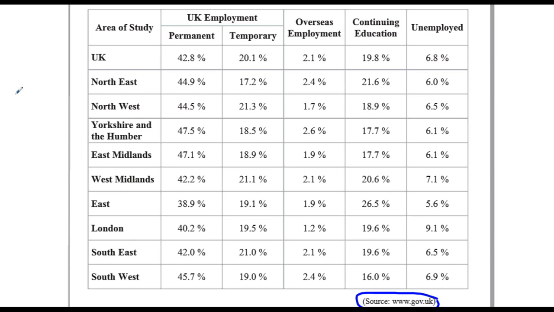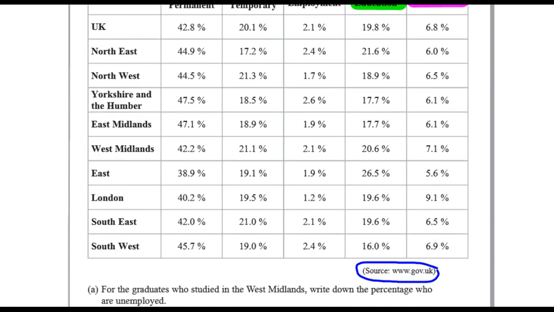Okay. So there's a lot of information here. So it's telling us about if they've gone into employment or not in the UK. It's telling us if they've gone for overseas employment, if they're still in education, or if they haven't managed to get a job or any education, aka unemployed. So let's see what we're going to be asked about this data.